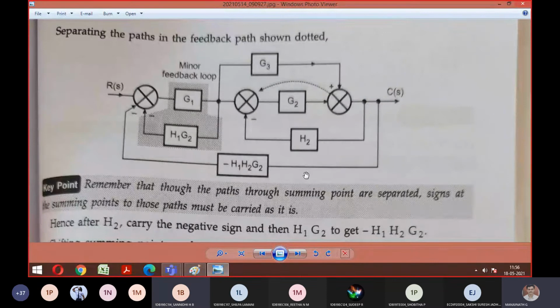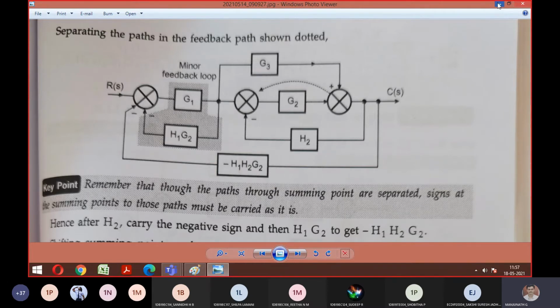Yes, sir. Fine. So what I told is, if you observe this diagram carefully, we can make G1, H1, G2 as one feedback path and we can eliminate it to a single block. That is possible. On this side it is not possible because of the presence of the summing point. So if you move this summing point before your G2, then this becomes G3 by G2.